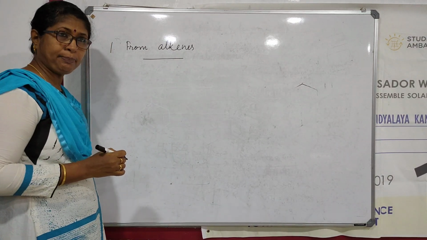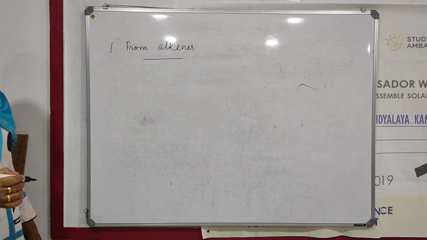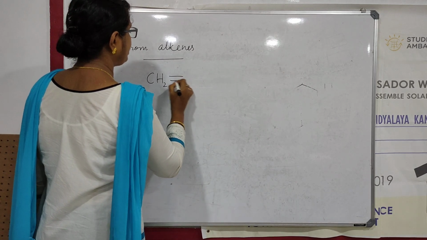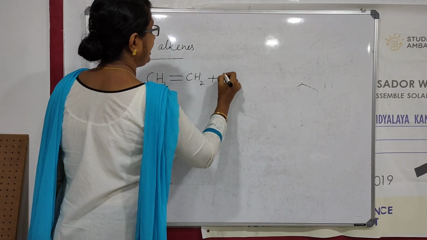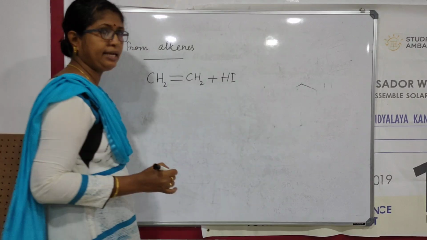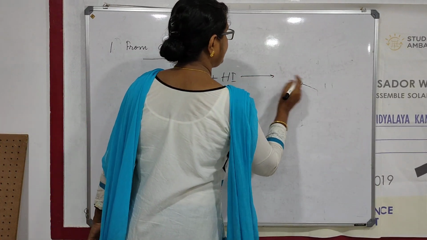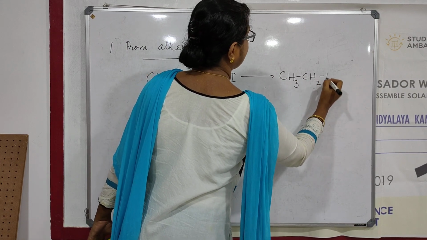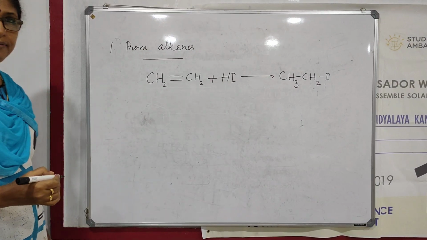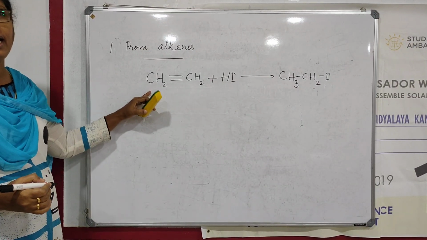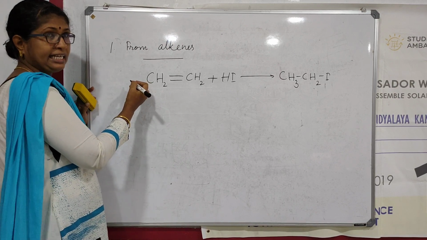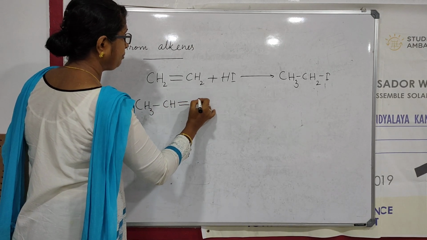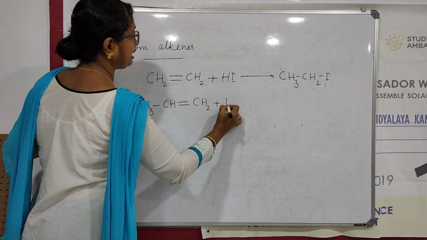Alkenes, since they have a multiple bond, they undergo addition reaction. Addition of hydrogen halides: CH2 double bond CH2 plus HI or HBr or HCl, any. You will get CH3CH2I, iodoethane. This is addition of hydrogen halide. This is a symmetrical alkene. If an unsymmetrical alkene is there, CH3CH double bond CH2, this is an unsymmetrical alkene.